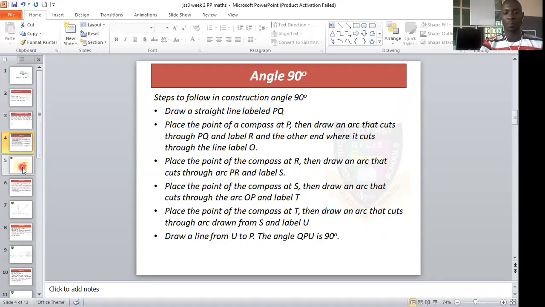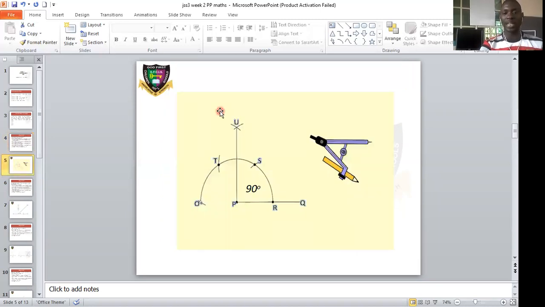This is the point from X. This arc drawn here cuts well here. So you place your point of compass at T and draw an arc that cuts through the arc drawn from X. If you are drawing an arc from X here, it cuts like this down here. Place the point of compass at T also, and draw an arc that cuts the arc at S, drawn from X. So the point of intersection is labeled U.